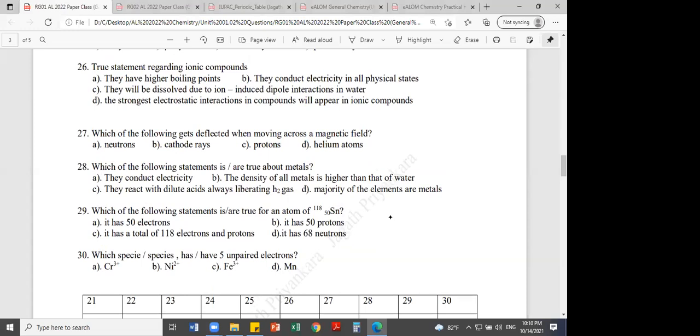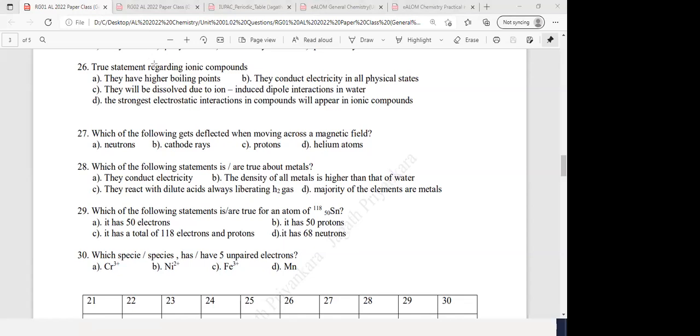Regarding ionic bonds. So next time I don't explain that again, the secondary interactions. So here they have regarding ionic compounds. Right. True statement regarding ionic compound. They have higher boiling point, correct.